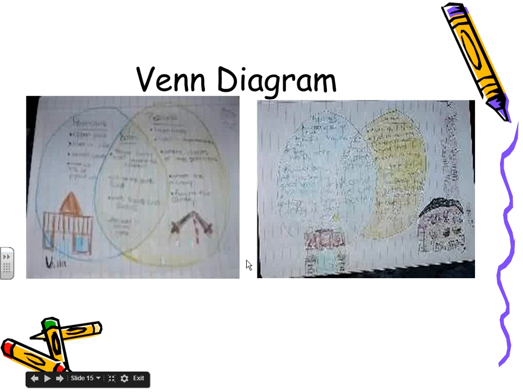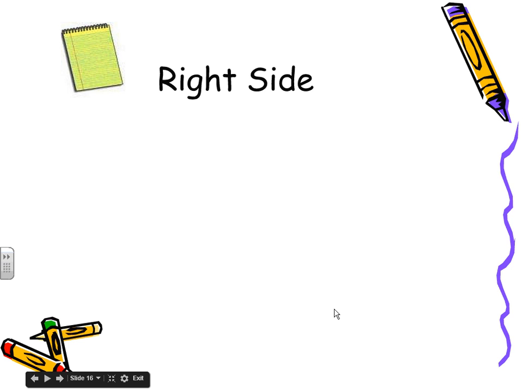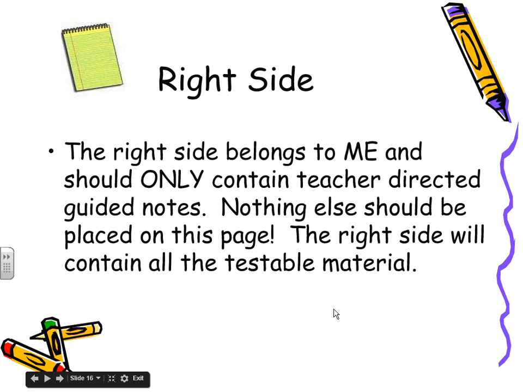Drawings are there. The right side, remember, this side belongs to me. It's like a me side, but it's ours because we'll do it together. And this should only contain things that I've directed you to put there and guided you with. Nothing else should be placed on this page. No phone numbers, no doodling, no drawing on it, no gluing anything else on it. These are the guided notes and guided materials that I give you.